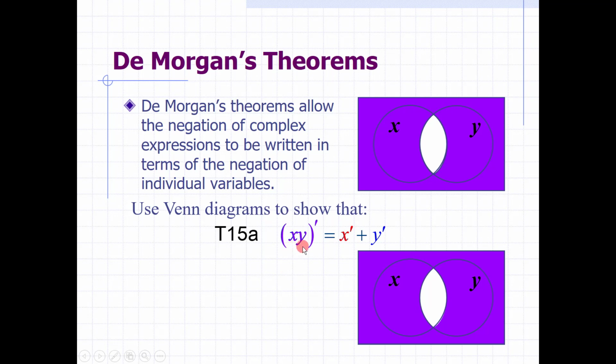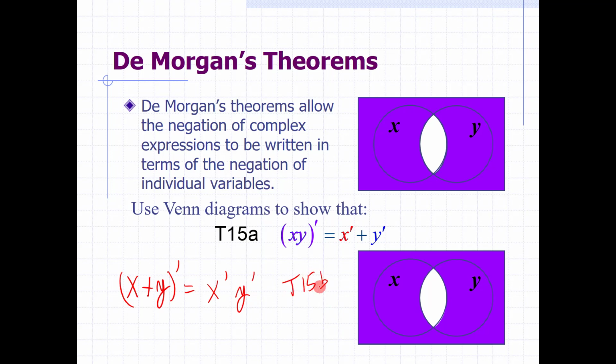So it would be x or y negated. Sneak it in there. Which is not x and not y. Again, a truth table is probably a better way to prove these. We'll call this one theorem 15b.